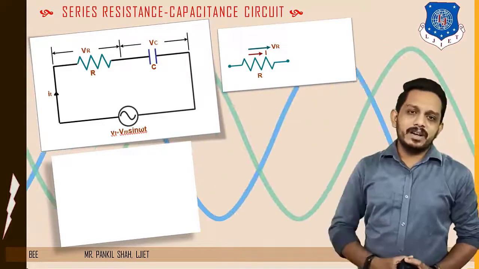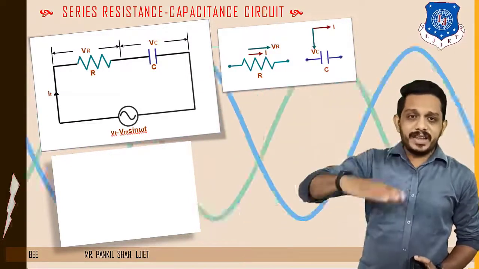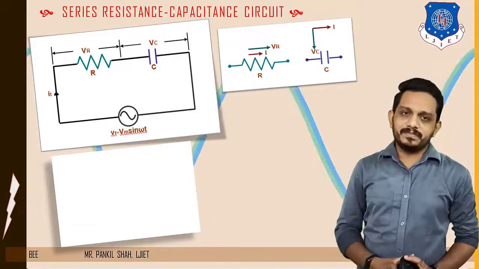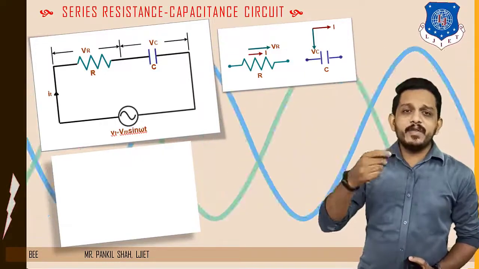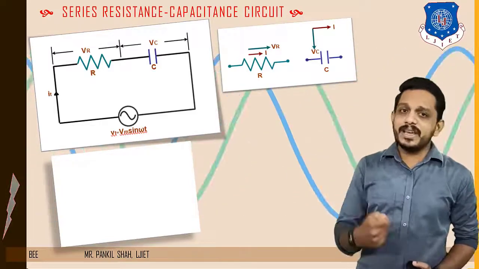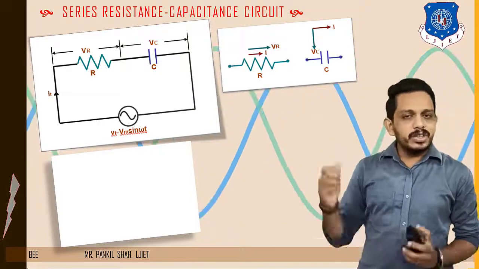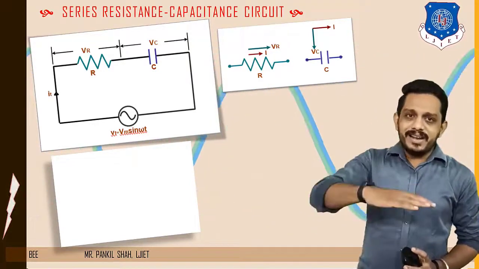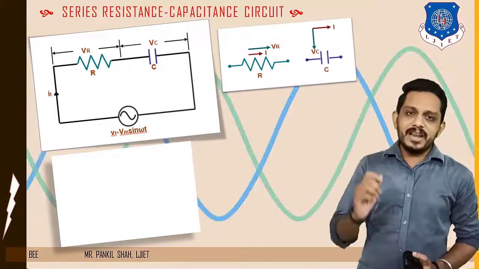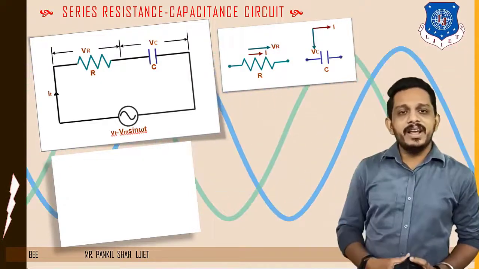Now let's see the phasor diagram for the capacitor. In case of a capacitor, if we are taking current as a reference, we have seen that in a pure capacitor, current was leading the voltage by 90 degrees. So taking current as a reference, we can say that voltage will be lagging behind this current by 90 degrees. So in both cases, we have taken current as a reference. In case of a resistor, voltage will be in the same phase as the current, and in case of a capacitor, voltage will lag behind this current by exactly 90 degrees.